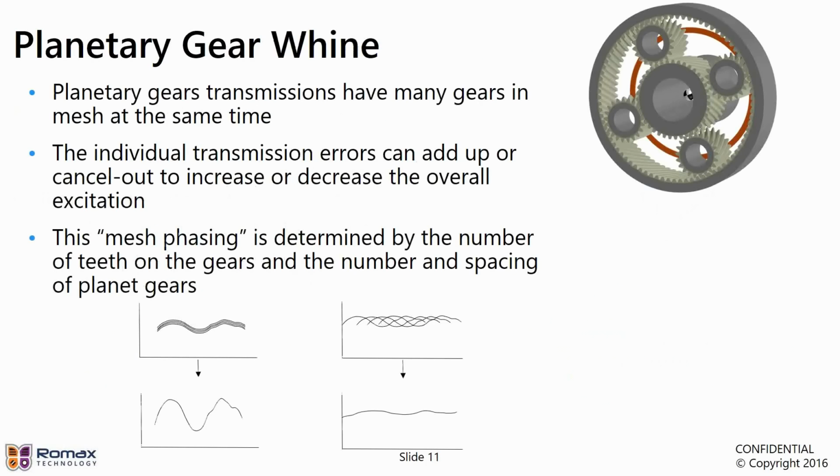So in terms of gear whine in planetary gears, obviously as you can see there are several gears in mesh at the same time, and every single one of these gear meshes, 8 gear meshes in this case, all have the same tooth passing frequency, and each have their own individual transmission error.